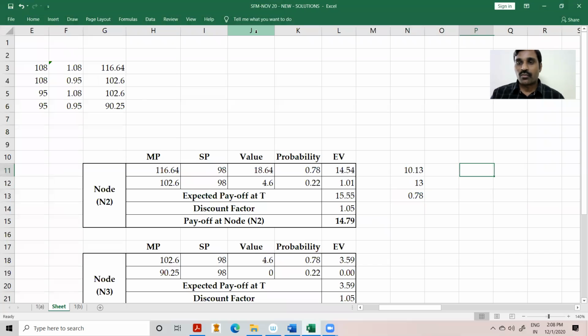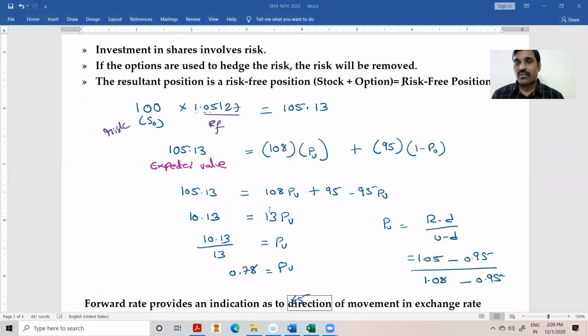Okay, 1.05 minus 0.95, 1.05 minus 0.95, and 1.08 minus 0.95. You will get this 0.1 divided by 0.13. Approximately the same, you are getting 0.77 or 0.78, the same fraction, because here I have taken 1.05127, and here I have taken only 1.058. That is the only difference. So approximately you are getting the same thing.